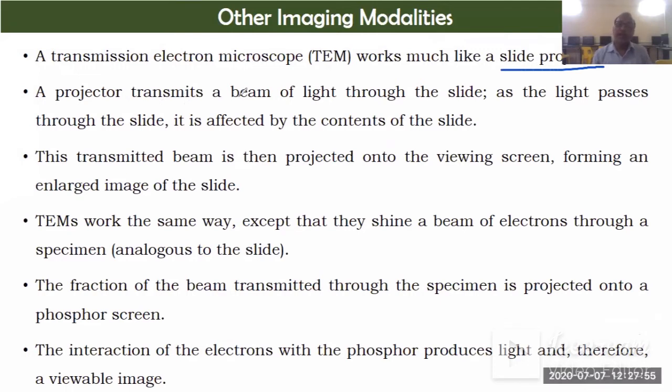The projector transmits a beam of light, it focuses it like this, through the slides. As light passes through the slides, it is affected by the contents of the slides. Then this transmitted beam is projected onto the viewing screen, on a wall or some screen, forming an enlarged image. So this is the basic concept of transmission electron microscopy. It is like a projector.